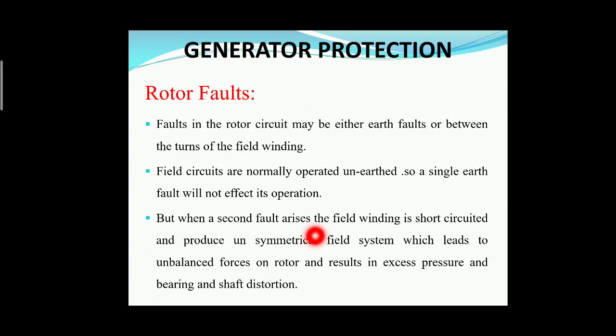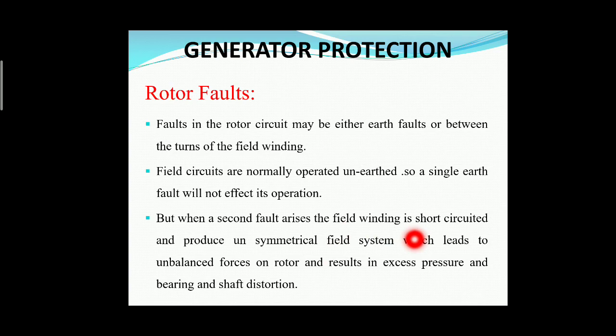When the second fault arises in the field winding, the unsymmetrical field system leads to unbalanced forces on the rotor and results in excess pressure on the bearings and shaft disturbances.